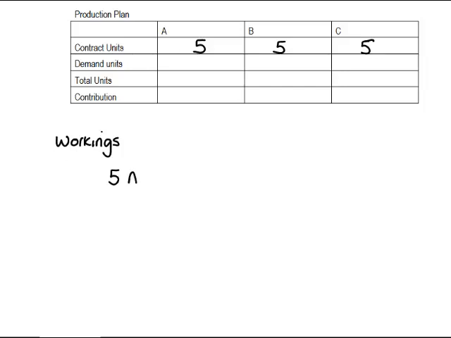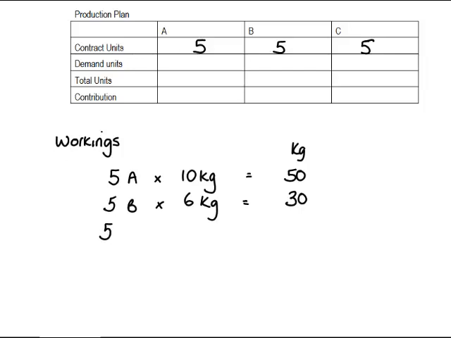5 units of A, remember that A used 10 kilograms for each of the units, and that means that that's going to use up 50 kilograms. 5 units of B, and B used 6 kilograms, so that's going to use 30, and 5 units of C, that used 3 kilograms, so that's going to be 15. Now that all comes to 95 before we've even started to rank our products.